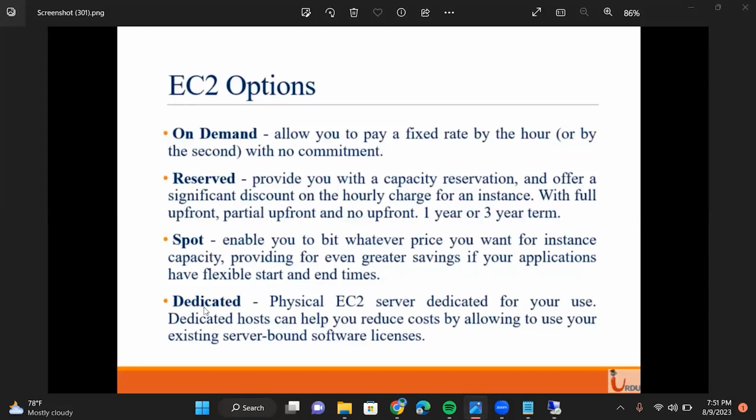There is a physical EC2 server dedicated for your use. Dedicated hosts can help you reduce costs by allowing you to use your existing server-bound software licenses.